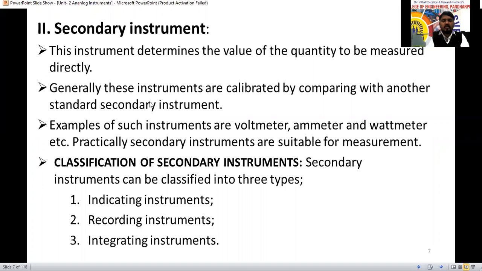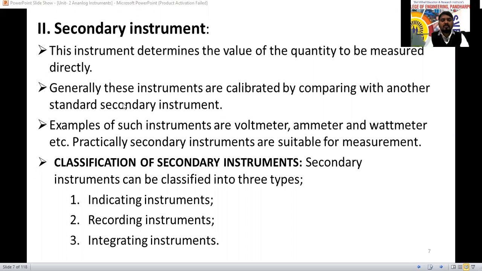Now, generally these instruments are calibrated by comparing with another standard instrument. Suppose we have a watch that stopped working. After changing the cell, we have to set the time again. With whom do we compare to set the time? We ask someone else what the time is. Yes? Yes, sir. Like that, whatever the measured value, whether it is correct or not, we are going to calibrate with the standard equipment. Calibration means we are going to compare this value and that value.